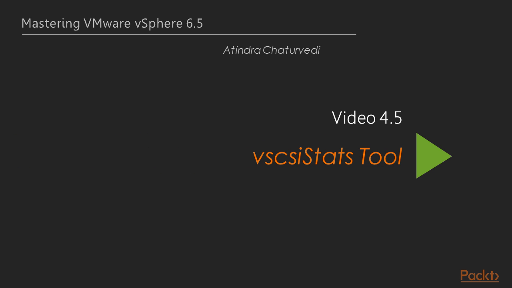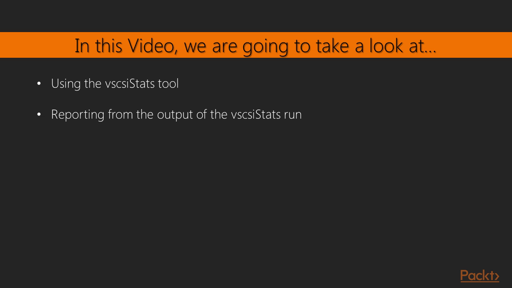In the previous video, we looked at LUN masking both from the storage array side as well as from vscsi. In this video, we're going to look at the vscsiStats tool, which is a relatively unknown tool but of tremendous use if we use it properly. So we're going to talk about using the vscsiStats tool, and we will also show you how to do some reporting from the output of the vscsiStats run, including some ideas as to some websites that provide some tremendous information for being able to visualize the output of the reporting from the vscsiStats tool.